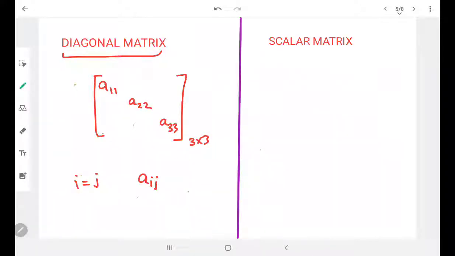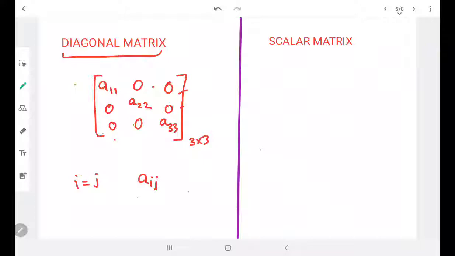In a diagonal matrix, all the non-diagonal elements will be 0, and the diagonal elements will be non-zero. At least one of them will be non-zero. The diagonal elements will be non-zero, but the non-diagonal elements will always be 0.